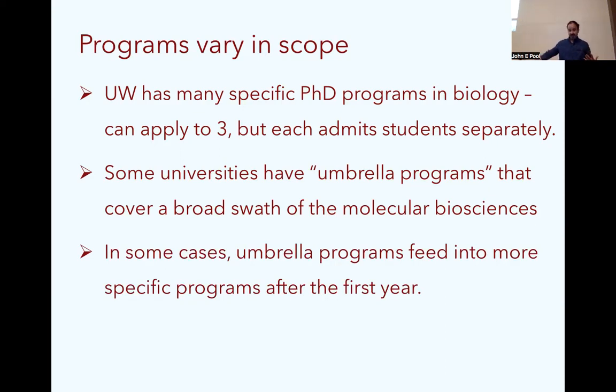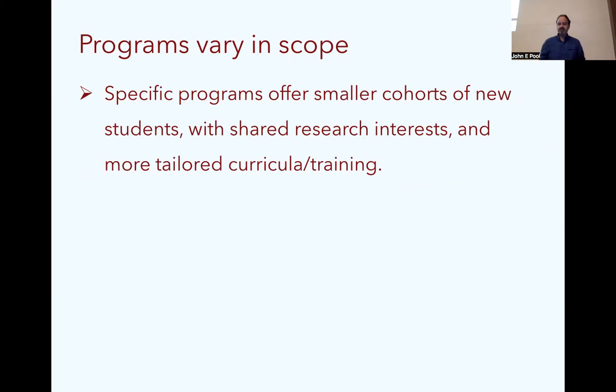Sometimes there's also an option to apply to specific programs separately. But if there is this umbrella program, then either that's it, and you're just in an enormous program, or in some cases, the umbrella program is just a first year thing while the students sort themselves into which program they want to join after that. So there are different models in play here, and they offer different pros and cons. The UW model has more tailored programs for a particular area of biology.